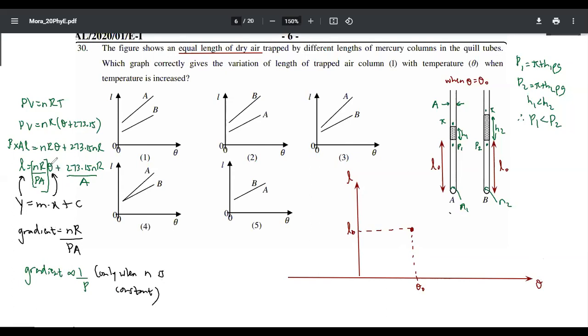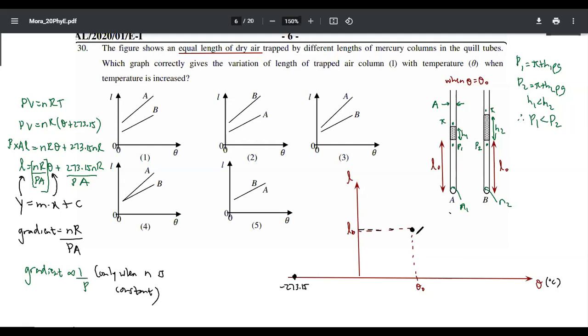What will happen? When I put minus 273.15 for theta, everything will get cancelled out. I think I have missed a P here. P should come. So always remember, volume will become 0 when the temperature is absolute 0. When the value of theta is minus 273.15, what is the meaning of that? Your gas can't have a volume, the gas should have 0 volume. So already there are 2 fixed points. These 2 points are common for A and B.